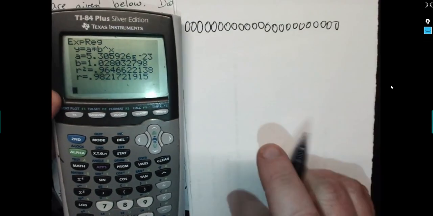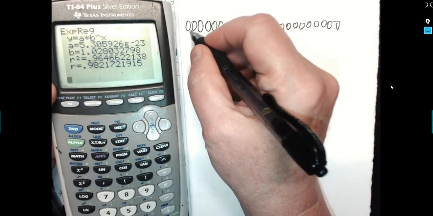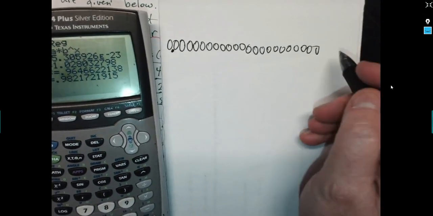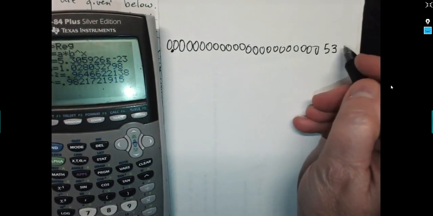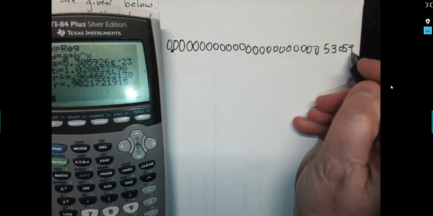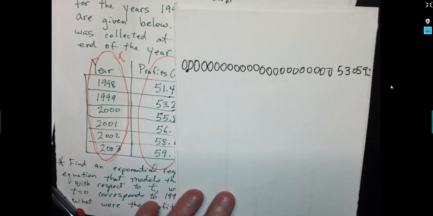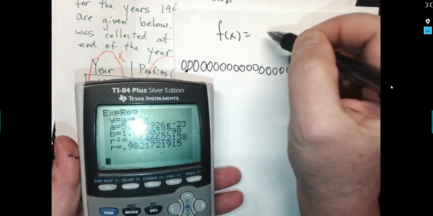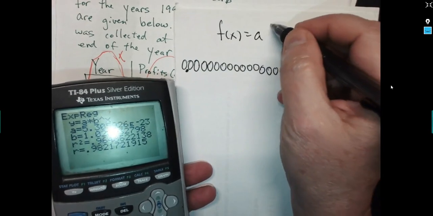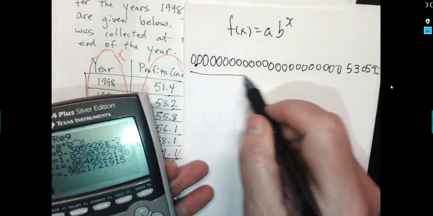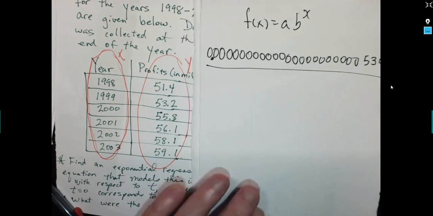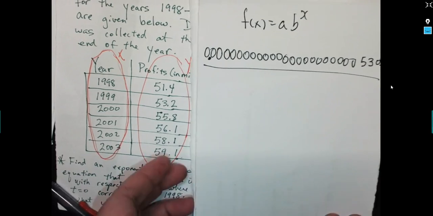There's 23 zeros, okay? That's where your decimal place goes, and then these numbers without the decimal place follow. Okay, so that's your A in your equation, f of x equals A times b to the x. That's your A. How do you fancy doing calculations with that? Okay, it's undoable. Can't do it. So, how do you fix it?